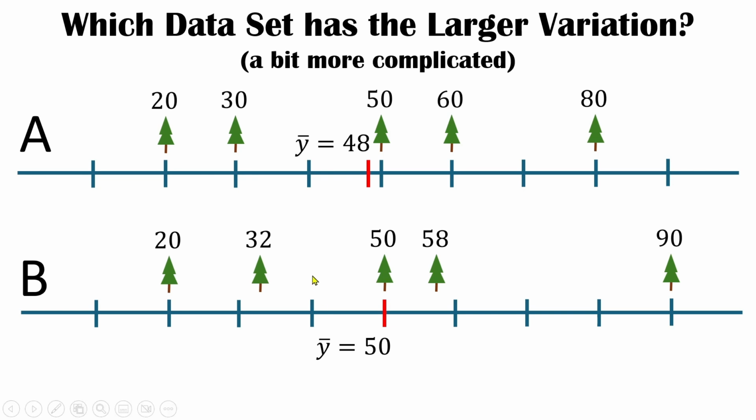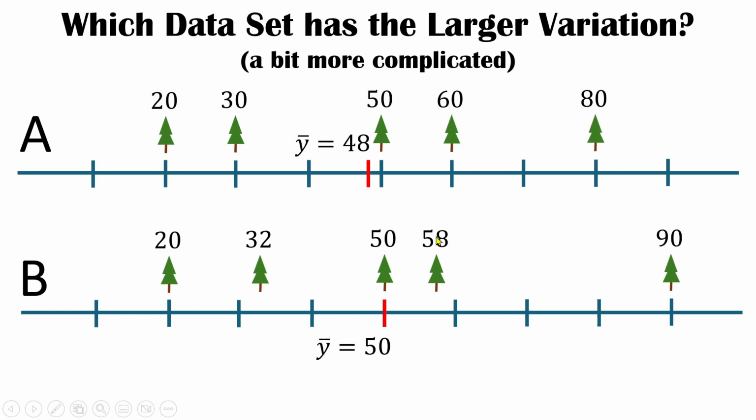Okay, so this one's a bit complicated because the data sets have different mean values. But what you'll notice is that these first four data points in data set A are very similar to the first four data points in data set B. The differences are quite minor. The big difference between the two data sets is this last tree. It went from 80 in data set A to 90 in data set B, which is quite a bit larger.